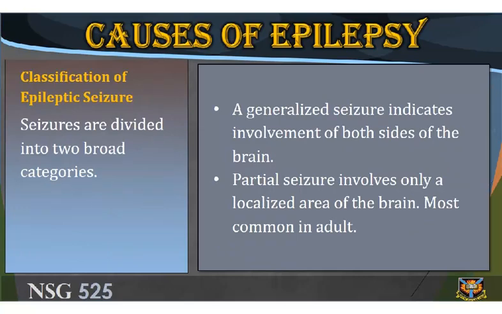Classification of epileptic seizure. Seizures are divided into two broad categories. A generalized seizure indicates involvement of both sides of the brain. Partial seizures involve only a localized area of the brain, and are most common in adults. Partial seizures are subdivided into simple partial seizure, if consciousness is maintained, which lasts for 30 seconds or less. Complex partial seizures result in an impairment of consciousness, usually affecting the temporal and frontal lobes and the limbic system. Duration is 1 to 3 minutes.